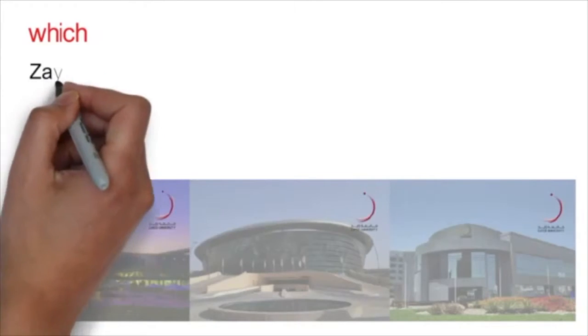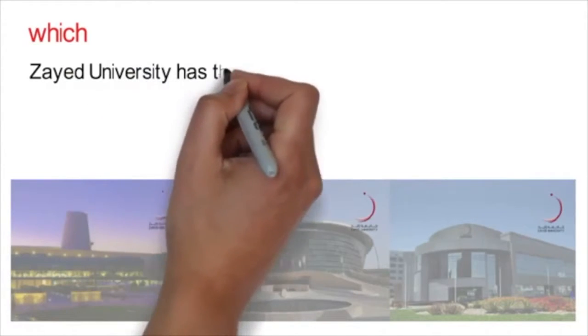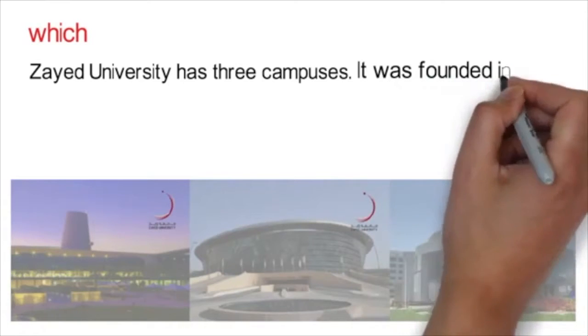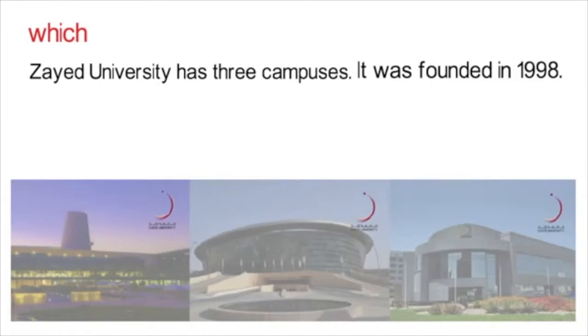Let's look at a sentence that uses which in the middle of it. Here are two sentences. Zayed University has 3 campuses. It was founded in 1998. How can you combine these two sentences to make one sentence with a relative clause? I will give you a few seconds to think about it. Write the answer on your note-taking sheet.